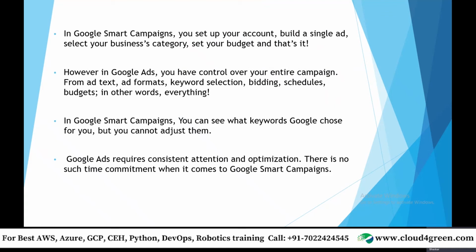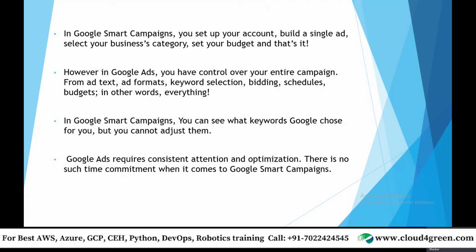The main difference between these two is the control. In Google Smart Campaigns, the control will be in Google's hand. In search campaigns, the control will be in your hand. Basically, in Google Smart Campaigns, you set up your account, build a single ad, select your business category, set up your budget, and that's it.